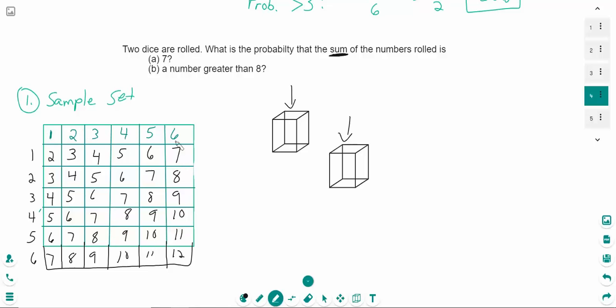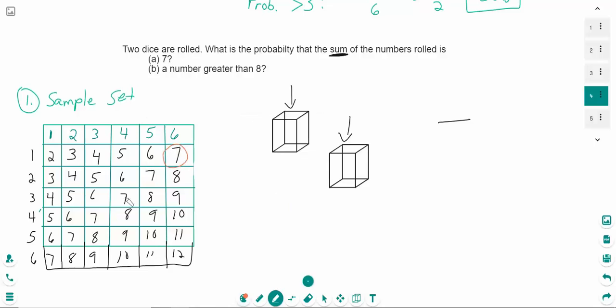All right? This is the sample set. Okay? So what is their question? They want to know what's the probability that the sum is a 7. Well, to answer that, remember we're going to have our fraction, and we need to have all of the outcomes that give us the desired outcome, which in this case is 7. So looking at our chart here, which ones give us 7?